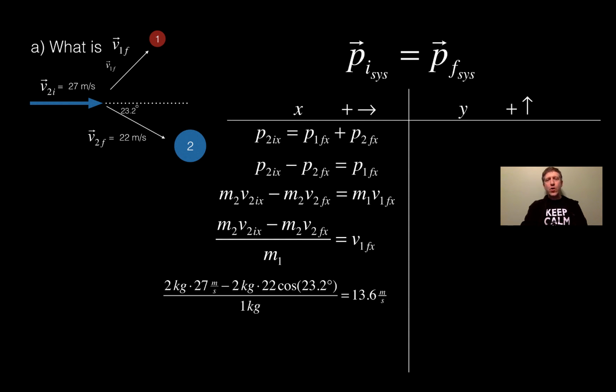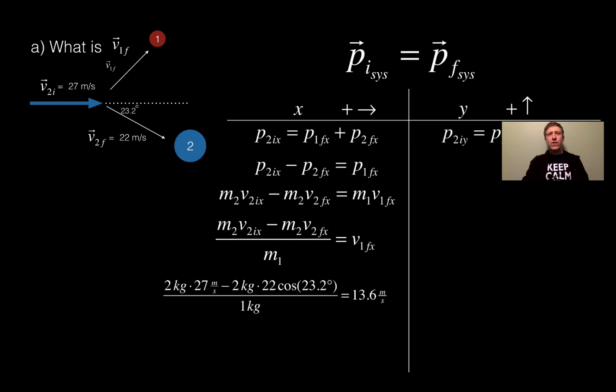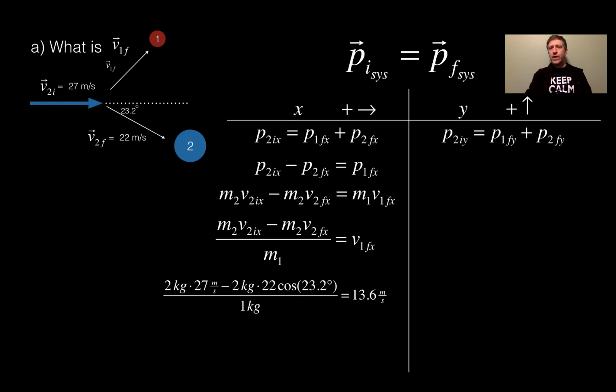Halfway done. Let's go to the Y side. Again, I've got P initial in the Y direction of the system will equal P final in the Y direction of the system. But notice that I've again left out P1 initial Y. Why did I leave out the momentum of object 1 initially? It was at rest. That was just 0. So let's go on to the next step. I'm again trying to find the final velocity of object 1. So I'm going to isolate the momentum of object 1.